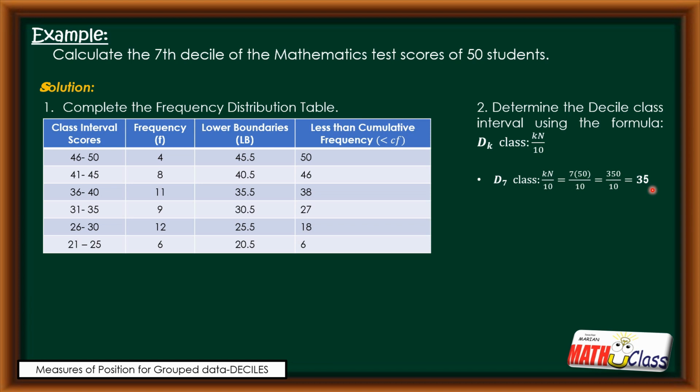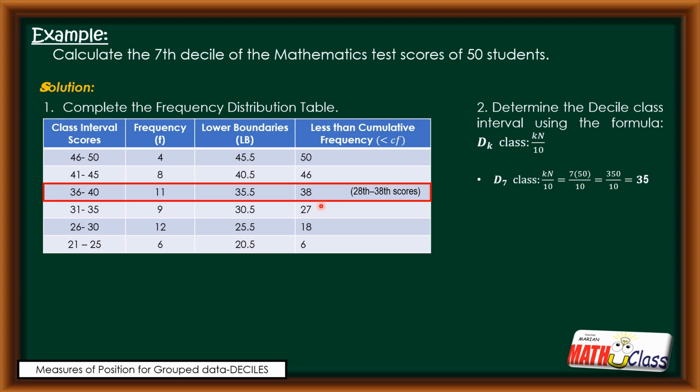This means we need to find the class interval where the 35th score is obtained. This 35th value of observation can be found in the less than cumulative frequency column. Note that the 28th to 38th scores belong to the class interval 36 to 40. So, the 35th score is also within the class interval. The D7 class is the class interval 36 to 40.